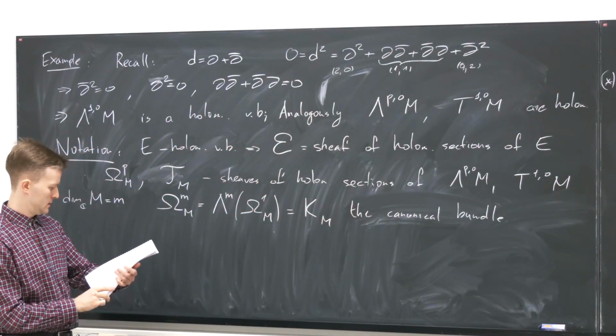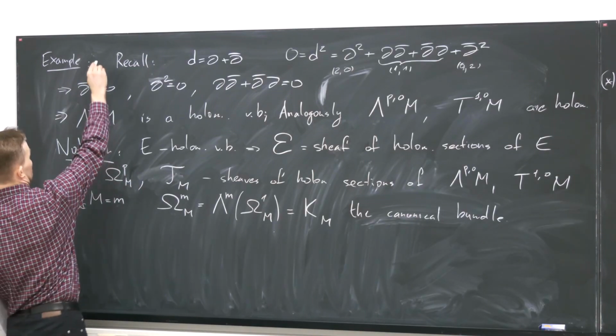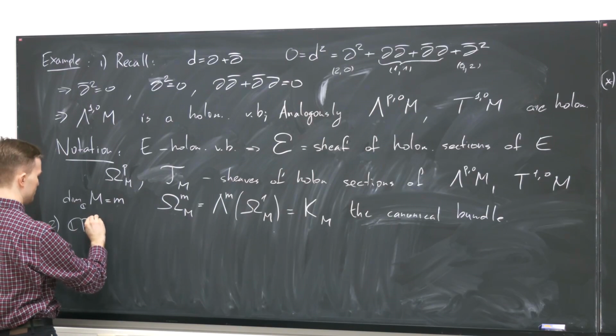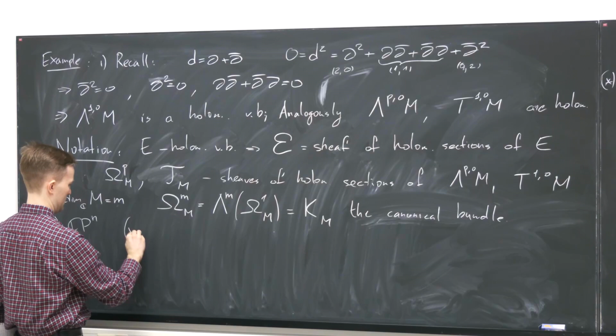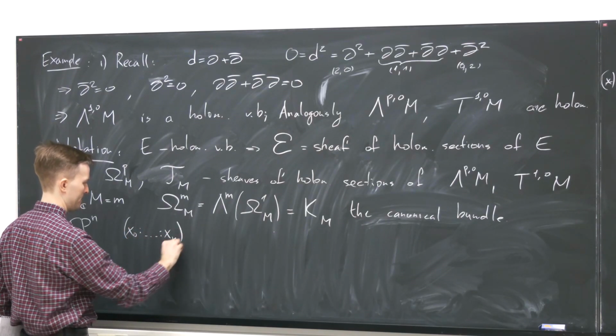So let's look at more examples of vector bundles. So let's take CP^n, for example, with homogeneous coordinates x_0 and so on up to x_n.